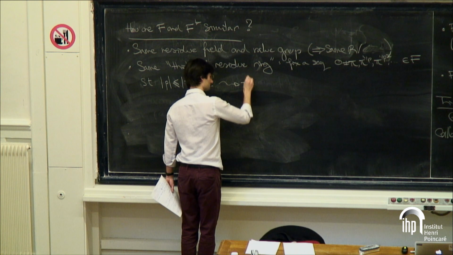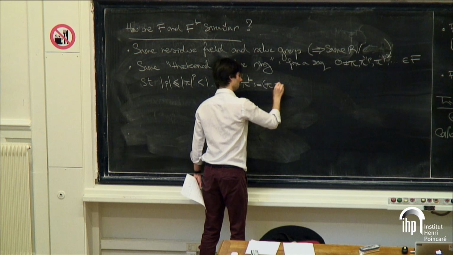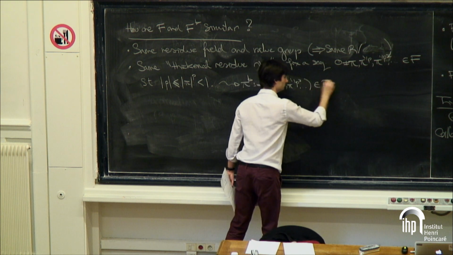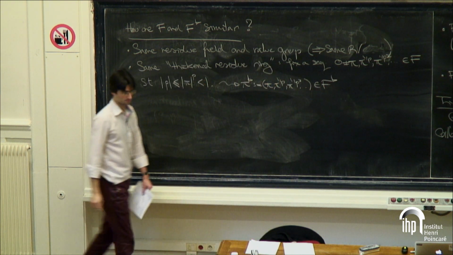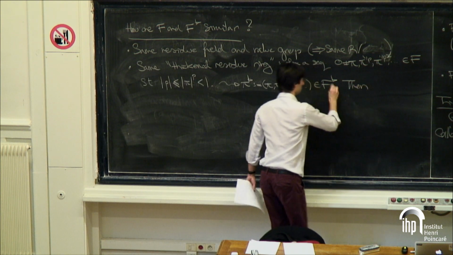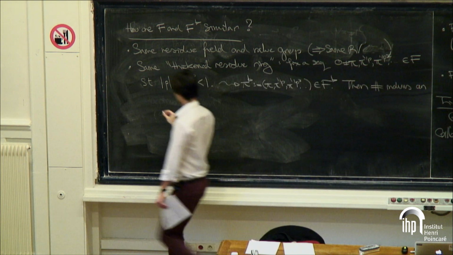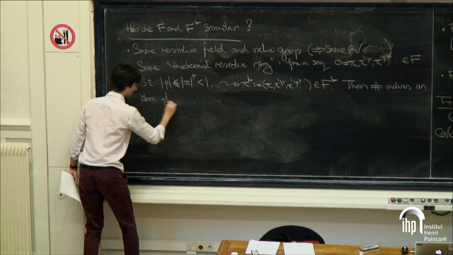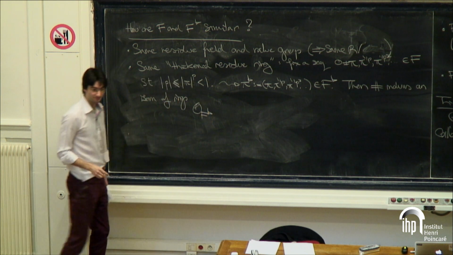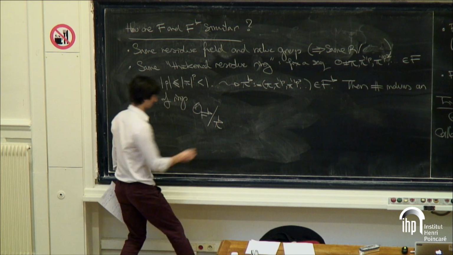So then I can associate to this pi tilt, which is just the corresponding, well, it's exactly this sequence of p-power roots, but viewed as an element of F tilt. Then the tilting map induces an isomorphism of rings between, so let me look at the ring of integers of F tilt, mod it out by this element pi tilt.